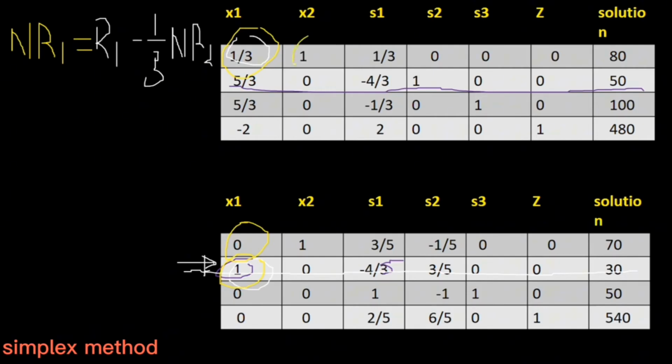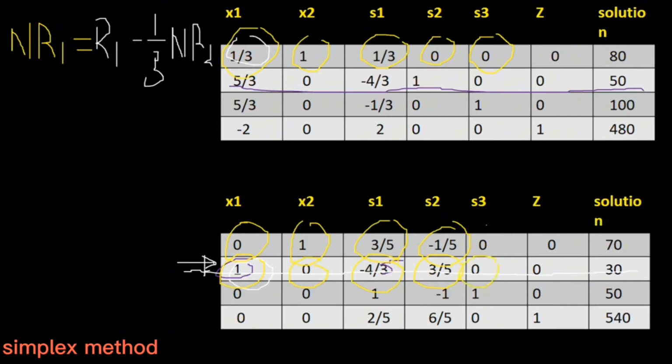This is 1 minus 1/3 times 0. We are going to have 1. This is 1/3 minus 1/3 times negative 4/5. We are going to have what? 3/5. This is 0 minus 1/3 times 3/5. We are going to have what? Negative 1/5.